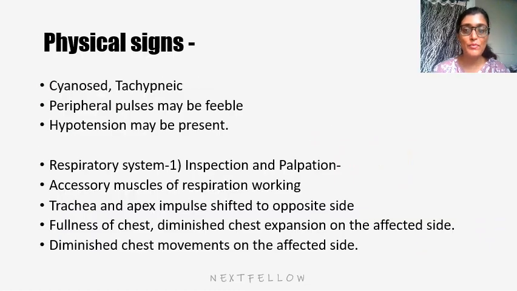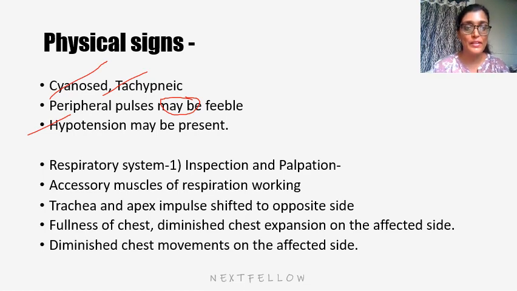Now coming to the physical signs. Now imagine the same patient. The patient will be cyanosed. The patient will be tachypneic. Okay. The peripheral pulses may be feeble, again because of the reduced cardiac output. Hypotension may be present. Now coming to the respiratory system. Now imagine the basics first. Okay.